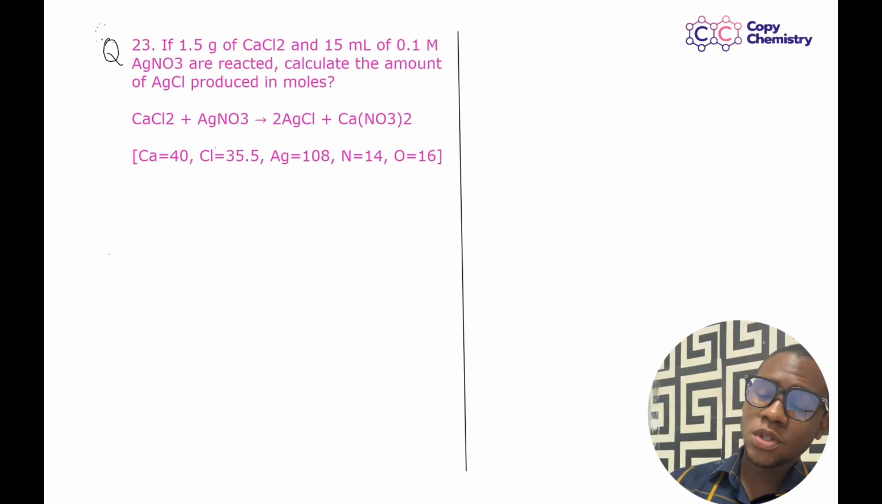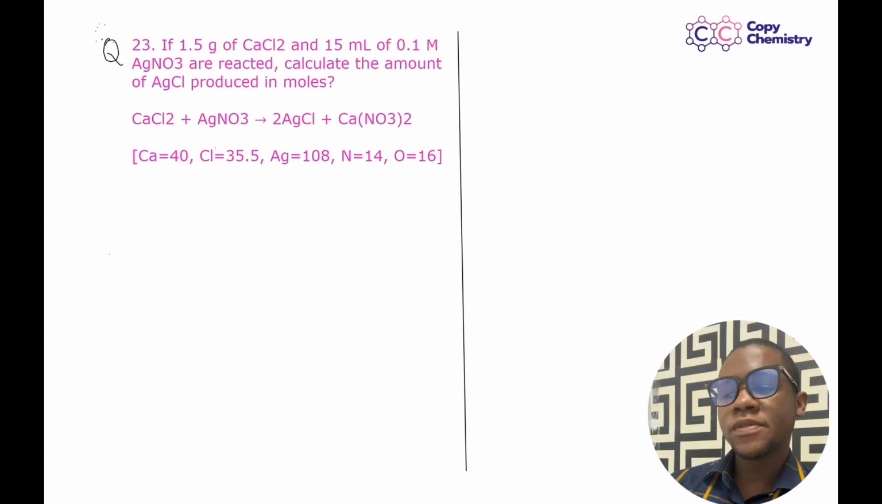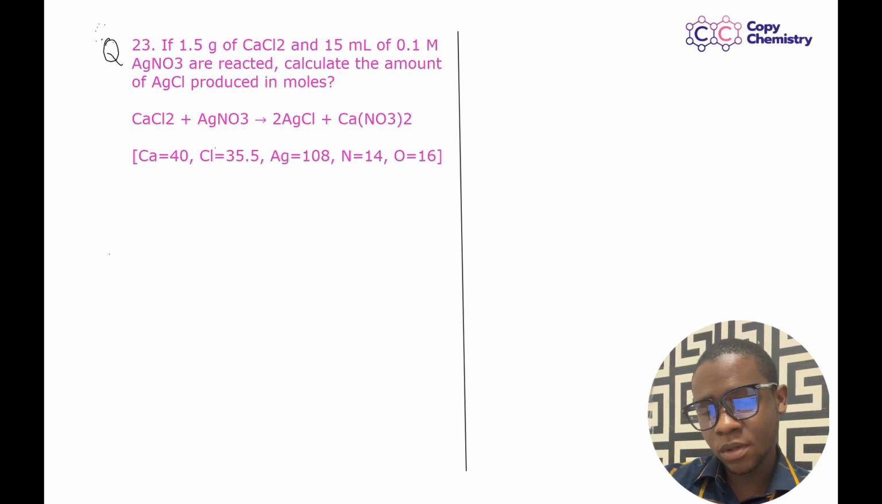Hi, so this is question 23. If 1.5 grams of CaCl2 and 15 ml of 0.1 molar silver nitrate are reacted, calculate the amount of silver chloride produced in moles.